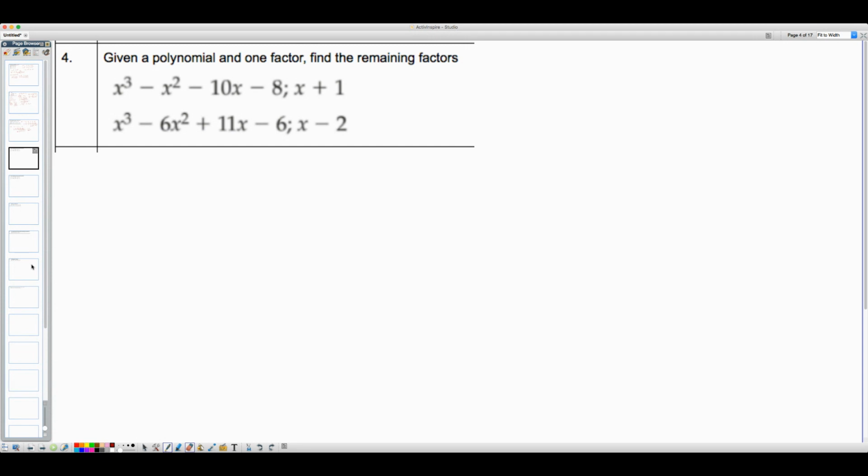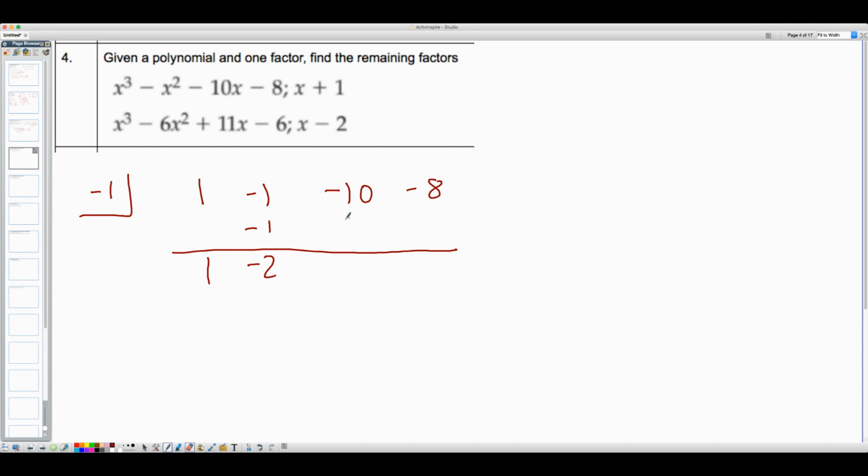Given a polynomial and one factor, find the remaining factors. So I'll do this first one for you. The coefficients are 1, negative 1, negative 10, and the constant is negative 8. If x plus 1 is one of the factors, that means that negative 1 would be one of my solutions or roots, and I can plug that in here. I get 1 times negative 1 is negative 1. This would be negative 2. Negative 2 times negative 2 is going to give me 2, and this will give me negative 8. Negative 8 times negative 1 is 8. My remainder is 0.